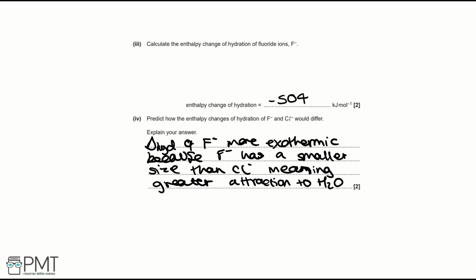And we've fully predicted now how the enthalpy changes of hydration of F- and Cl- would differ, with F- being more exothermic because of its smaller size and its attraction to water. To get the 2 marks for this question, you need to comment on the more exothermic value and link it to atomic size, or smaller size ion. And then you need to comment on the fact that F- has a greater attraction to H2O, or water.